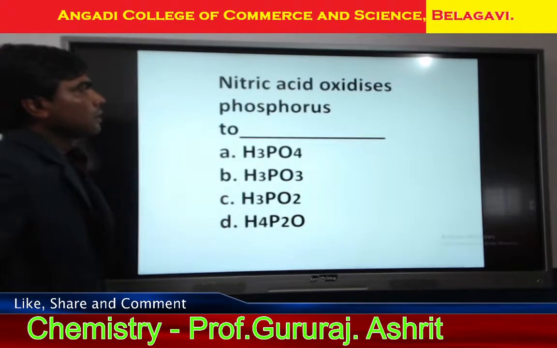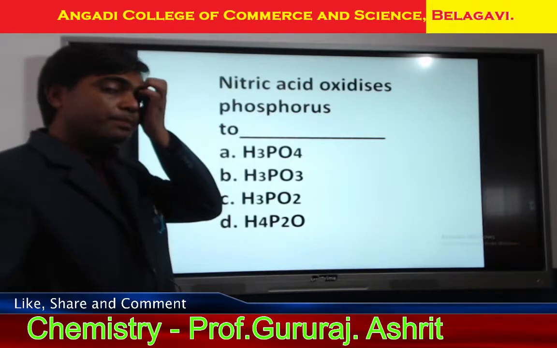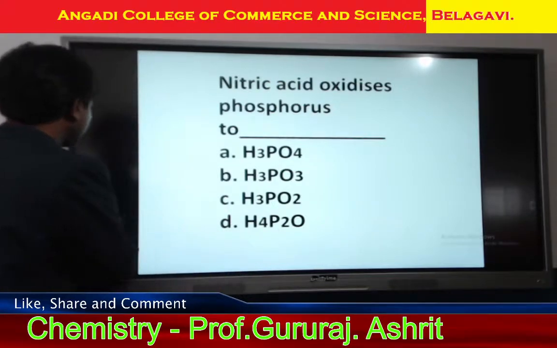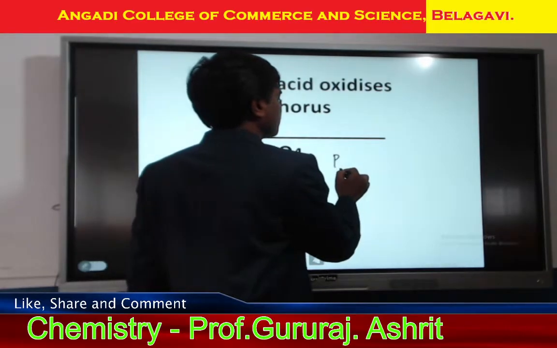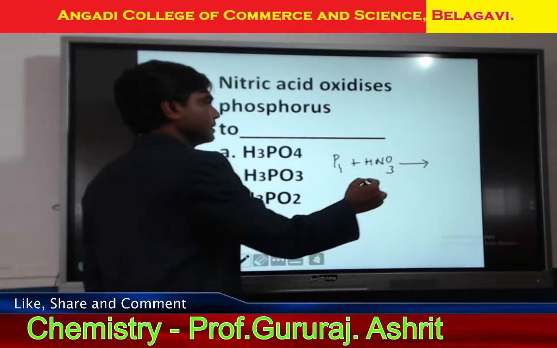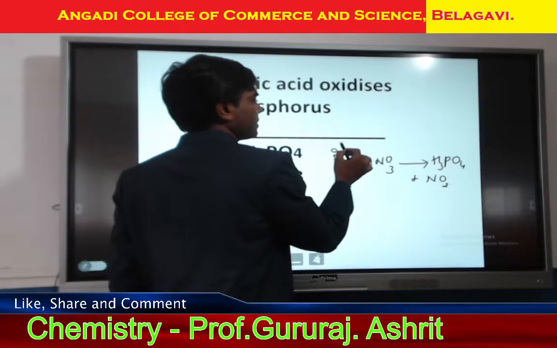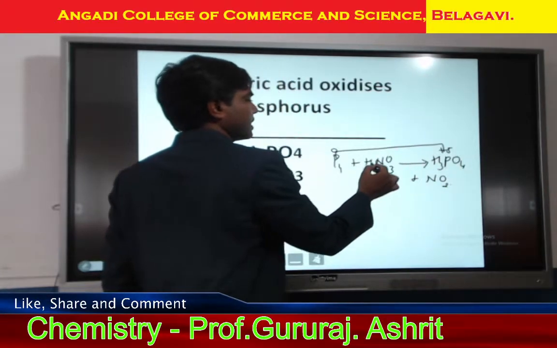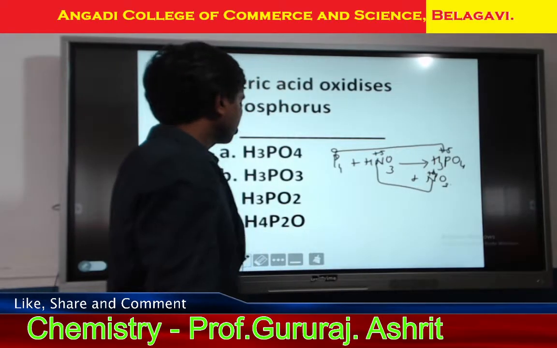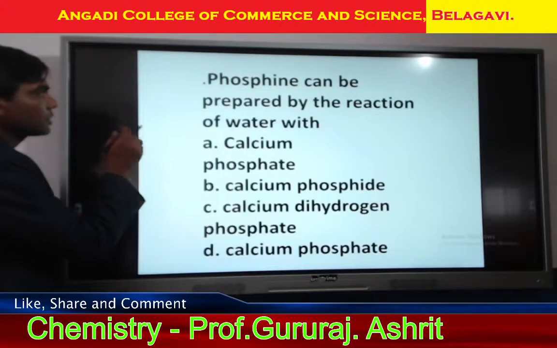Next question. Nitric acid oxidizes phosphorus to. If you take phosphorus, that is white phosphorus P4, and react with HNO3, the oxidizing agent, what will be the product he is asking. Let's see that P4 plus HNO3 will always give the compound called orthophosphoric acid. Therefore, the answer is H3PO4 plus NO2. The element is 0, it goes to plus 5, it gets oxidized. Here it is plus 5, it goes to plus 4, it gets reduced. Okay. Hence, here the answer for this question is H3PO4, orthophosphoric acid.